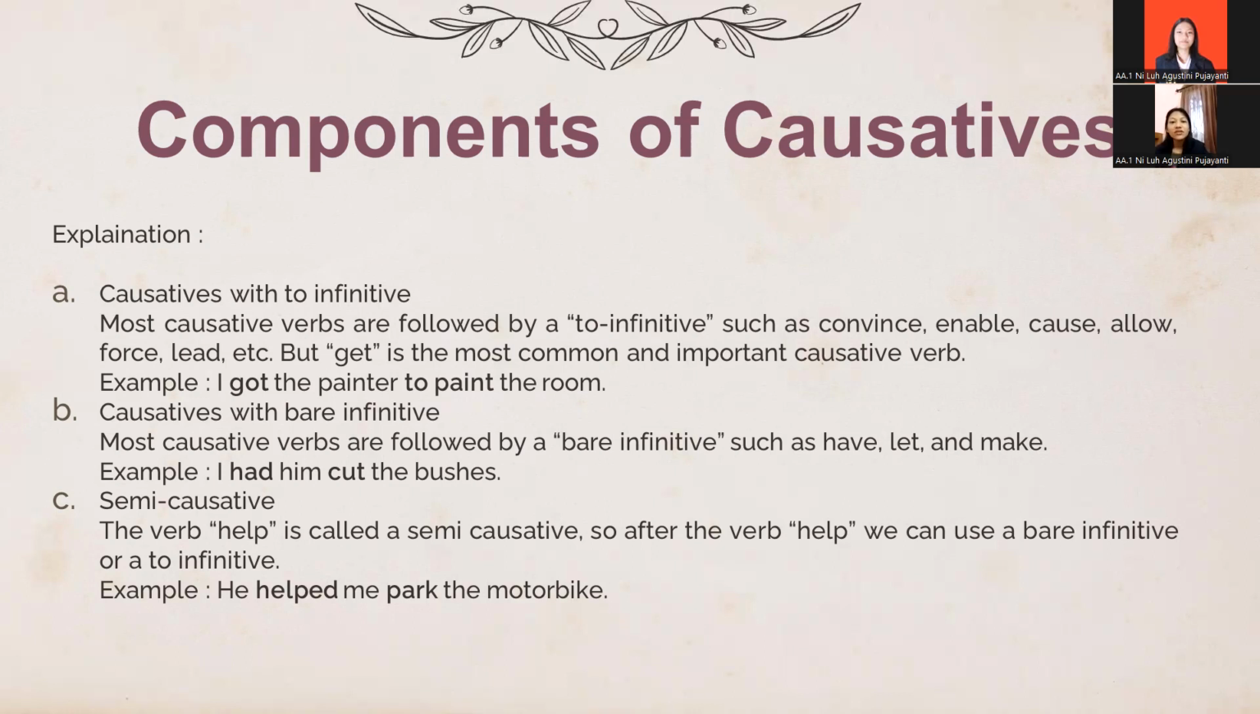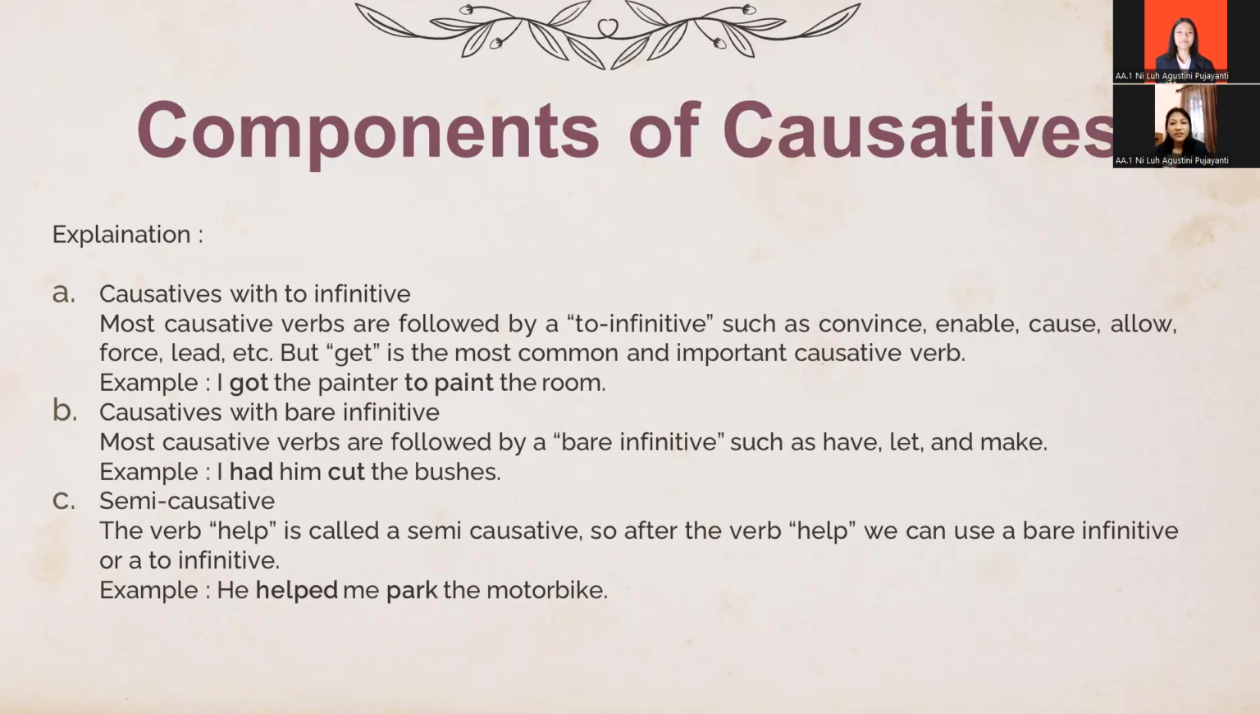And then causatives with bare infinitive. Have, let, make are causative verbs, also called catenative verbs or link verbs, that cannot be followed by two infinitives. So as causative verbs, they are just followed by the bare infinitive. Here's the example. I had him cut the bushes. This sentence has had as the causative verb and cut as a bare infinitive.